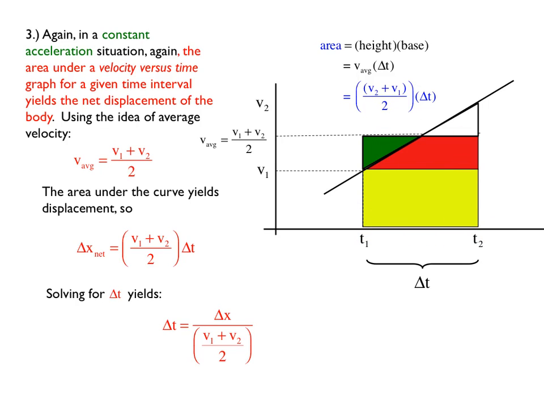The area will be related to the base, which is delta t, and the height, which is going to end up equaling the average velocity over that time interval, which is just going to be (v1 plus v2) over 2. So the area under the curve is going to be this quantity right here. Area under a velocity versus time graph is equal to the change in the position of the body, the displacement. From this relationship, we can solve for delta t, which seems bizarre, but that's what you have to do. So you come up with this relationship for delta t.